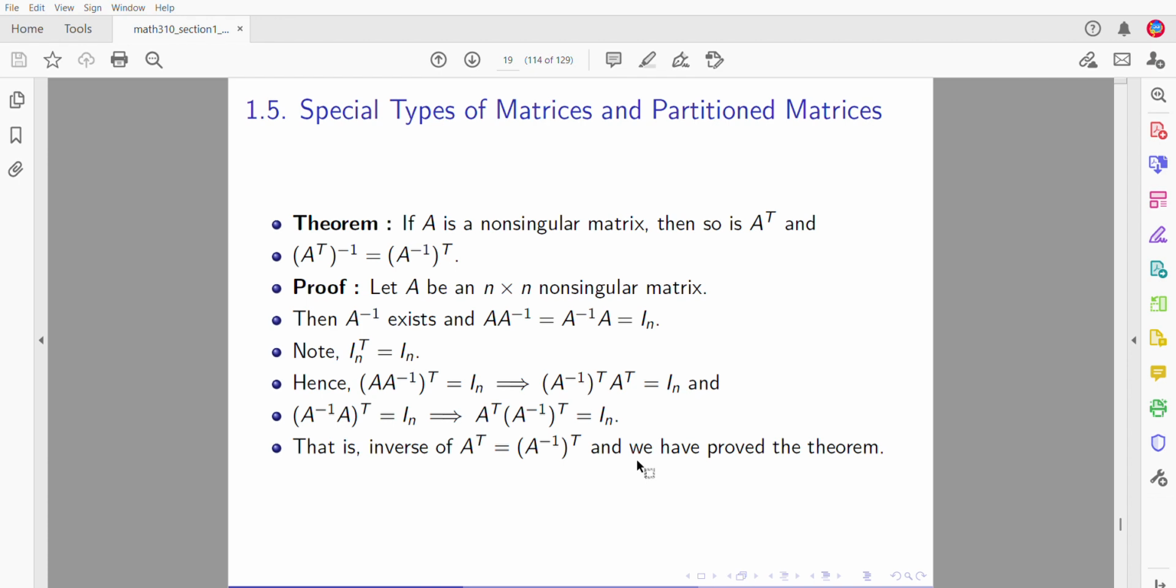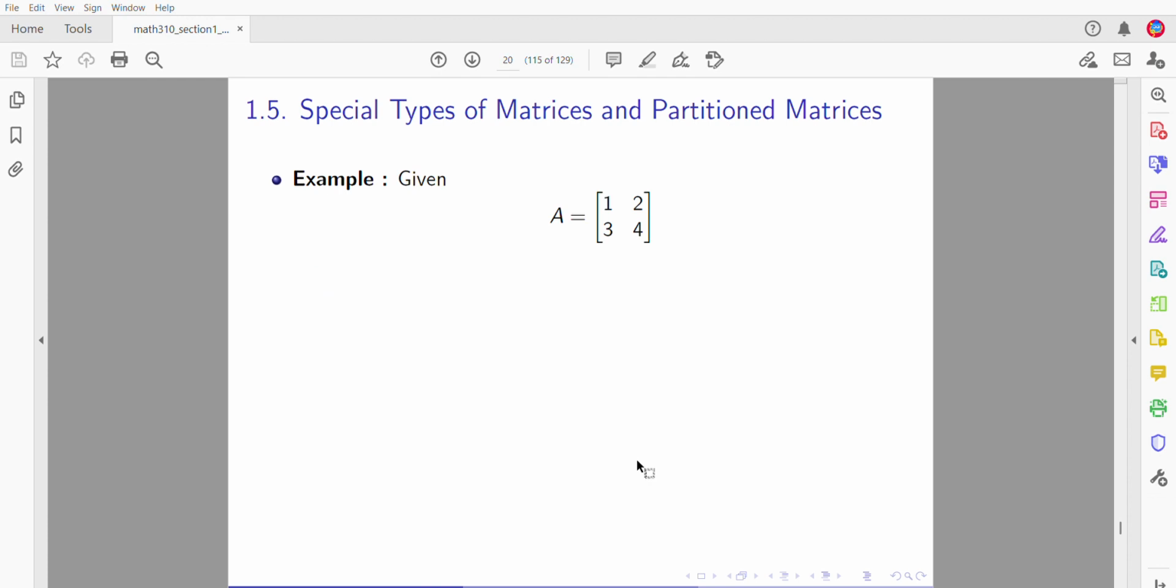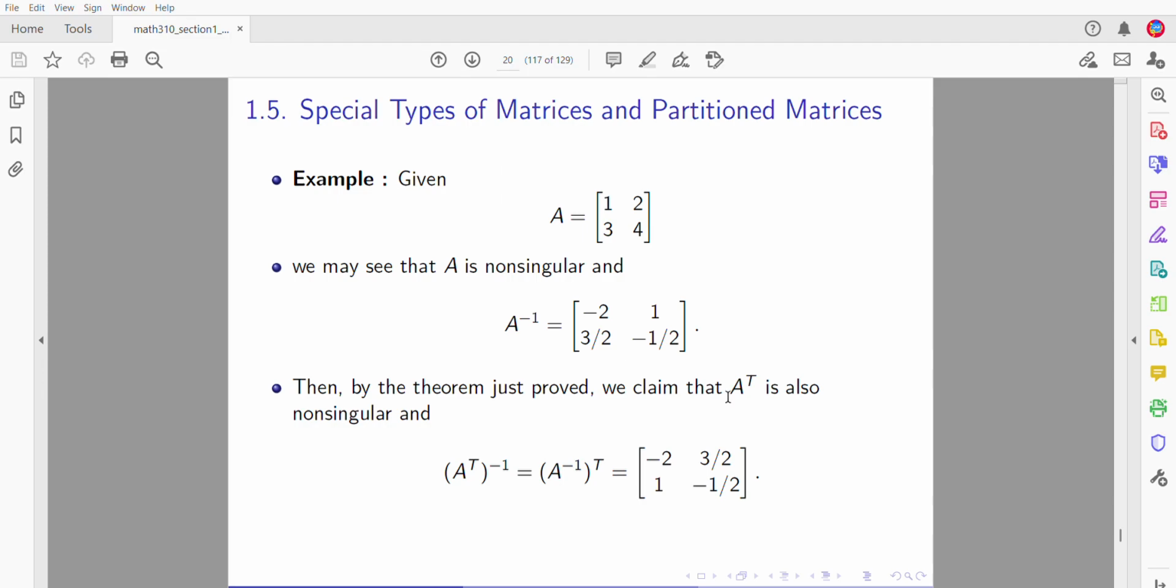Okay. Here is an example. A is 1, 2, 3, 4. We may check that this is the inverse of this. That is, A times A inverse is the identity matrix. By the theorem we just proved, its transpose is also non-singular, and the inverse of the transpose is the transpose of the inverse. So the inverse of the transpose of this matrix will be the transpose of this matrix. Okay, I hope that's clear. Transpose of this, notice how 1 and 3 halves changed.